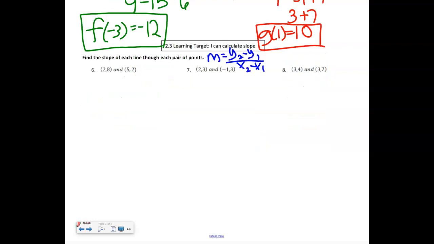And then also some people might want to label their points. I'm just noticing some people are plugging them in incorrectly. So that tells me some of us just need help with a little bit of organizing.